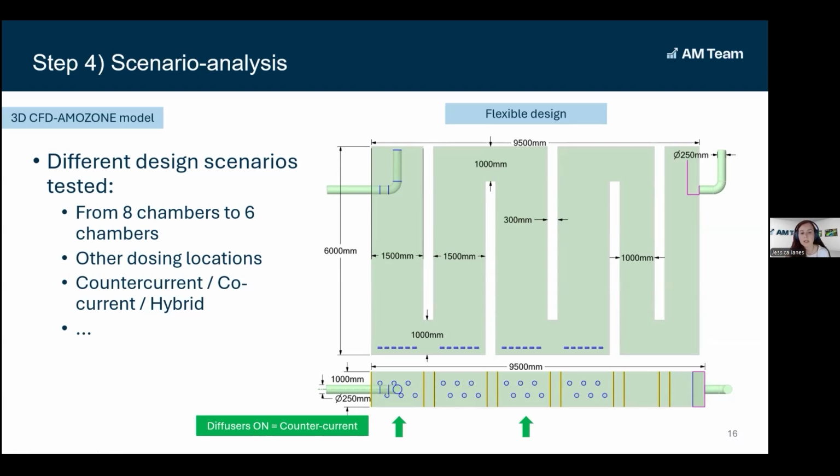While there are also other ways we can operate the reactor, which is the co-current design, where the water and the gas flow in the same direction. So only diffusers in the second and fourth chambers are active. And then we also modeled and tested the reactor in the hybrid configuration, where we have the diffusers operating in all the 4 chambers. So we actually have at the same time the counter current and co-current operation.